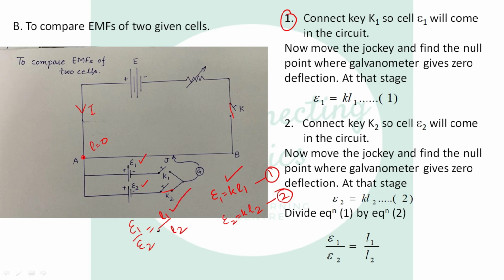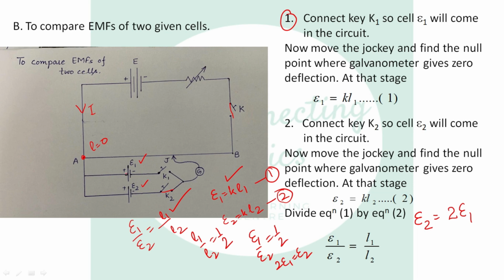We know the value of L1 because L1 is the length where the galvanometer showed 0 deflection, and L2 is the length where the galvanometer shows 0 deflection. So we know the lengths L1 and L2, so we can compare E1 and E2. Let us suppose L1 over L2 is equal to 1 by 2. So that means E1 over E2 equal to 1 by 2, so 2E1 equal to E2. That means the EMF of the second cell is twice the EMF of the first cell. So the comparison is done here. This is how we compare the EMFs of two given cells.